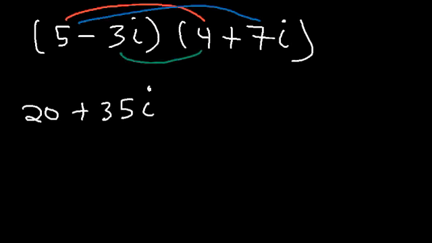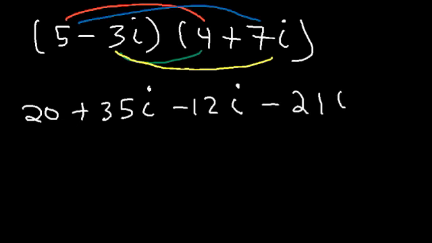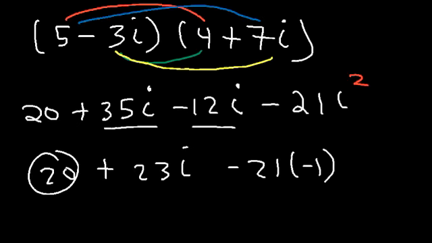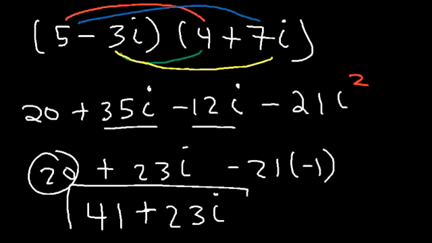Negative 3i times 4 is negative 12i. And negative 3i times 7i is negative 21i squared. So we can combine 35i and 12i. 35 minus 12 is 23. Negative 21i squared, that's negative 21 times negative 1, which is positive 21 plus 20, so that's 41. So the final answer in standard form is 41 plus 23i.